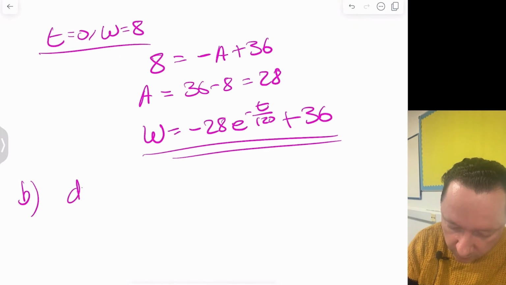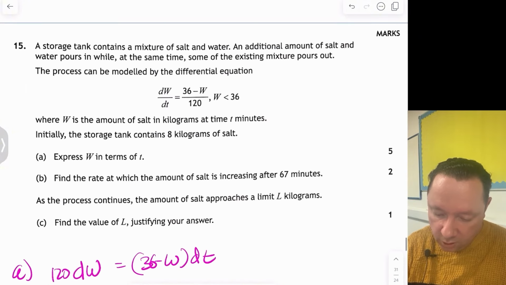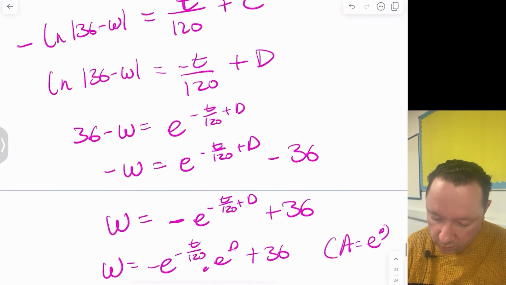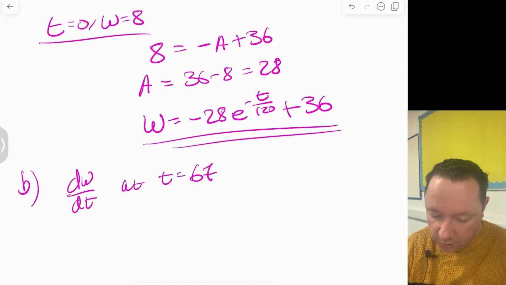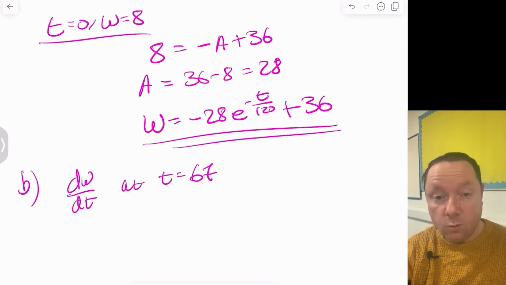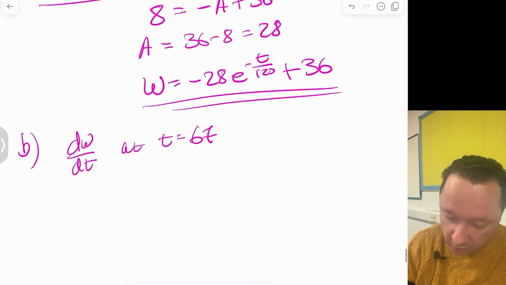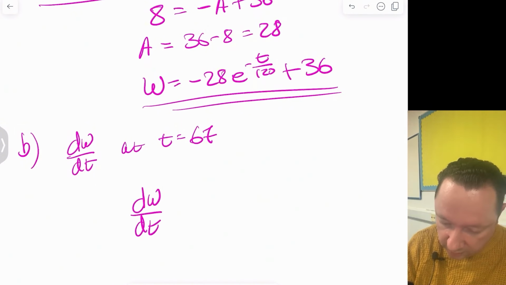So we want to know what dw by dt is at t equals 67. Two ways to do this. You could go back to your initial equation, and since you've already got w here, you could sub 67 in to get w, and then sub w into dw by dt. That's one way, or a better way: let's just work out dw by dt in terms of t, using this formula.